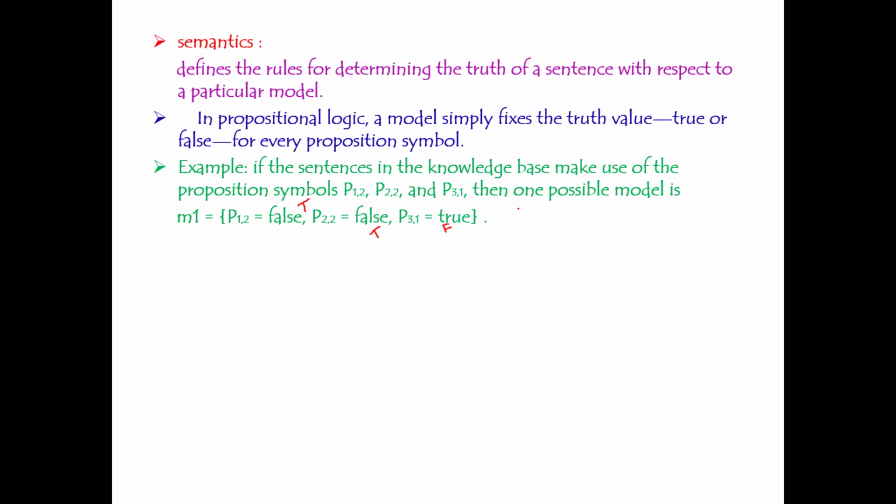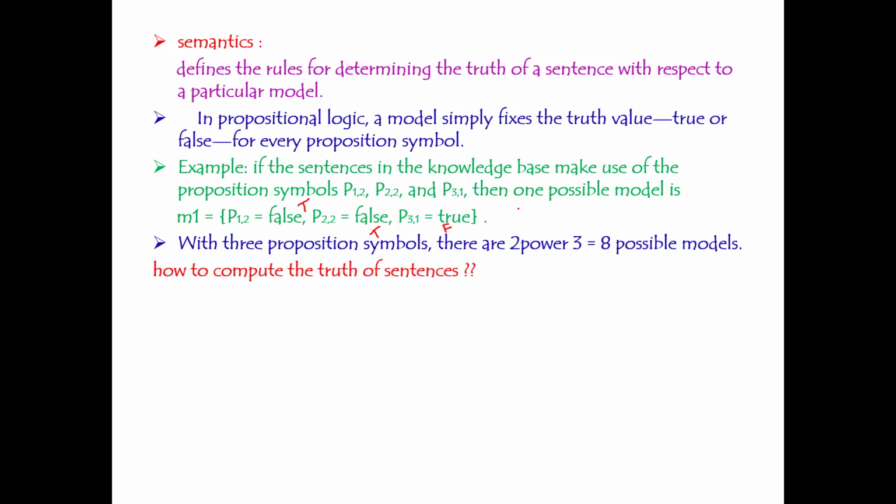So altogether how many models may I get? Here I have three proposition symbols. Each proposition symbol either holds a true value or a false value, so two possibilities for every symbol. We have 3 symbols, so the total possibilities are 2 to the power of 3, that means a combination of 8 possible models.